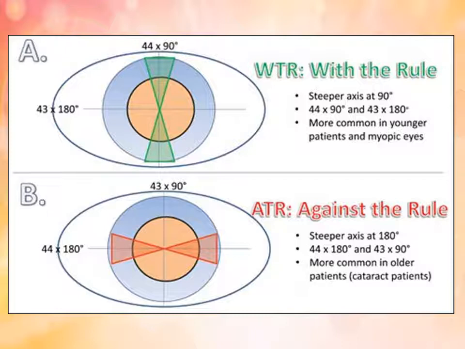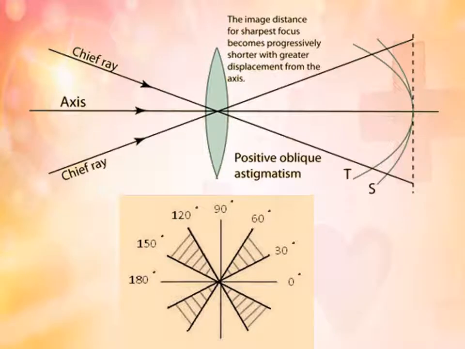Now comes against the rule. The steeper axis is at 180 degrees, that is 44 by 180 degrees and 43 by 90 degrees. It is more common in older patients who are cataract patients. Optical axis, an imaginary line passing through the center of the cornea and center of the lens that meets the retina on the nasal side of the fovea. Visual axis, line joining fixation.